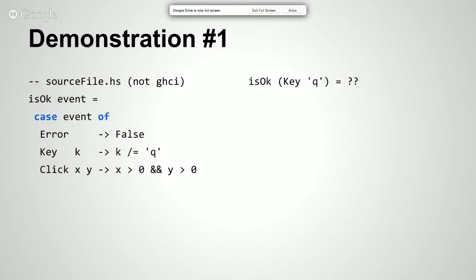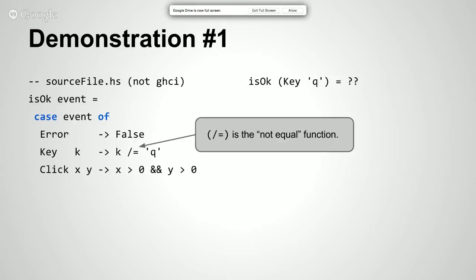But for now, I thought I'd go through a demonstration in case this isn't clear. So on the left, we have a function called isEvent. I didn't give it a type signature. That's bad form on my part, but the type signature would be event arrow bool. And it does a case event of, and it goes down through the list. And I should point out that slash equals is the not equal function. I know some languages have slash equals in place of divide. That's not what I mean here.